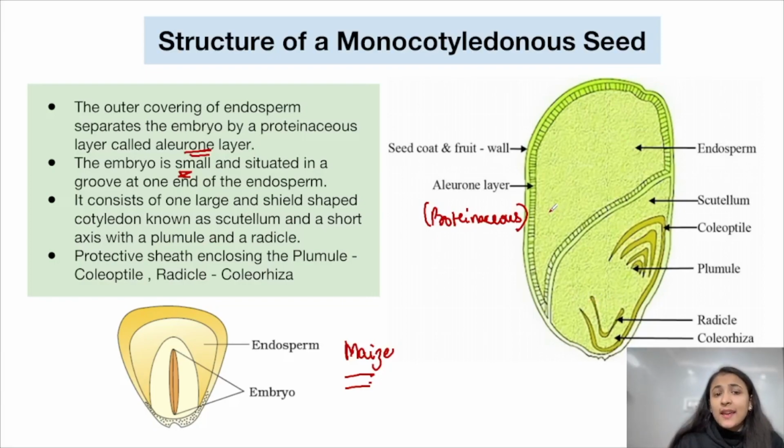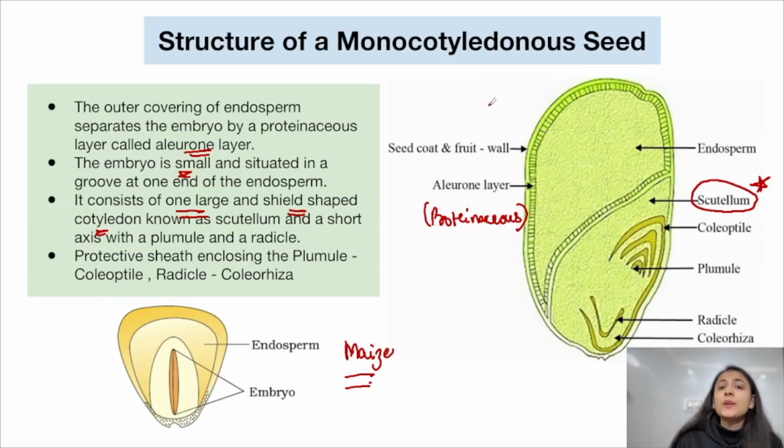So what does the embryo comprise of? We all know that it comprises the cotyledon and the embryonal axis, which contains the plumule and radicle. Here it comprises one large shield-shaped cotyledon known as the scutellum. Please remember this term, scutellum. It is very important and questions also come from this part.